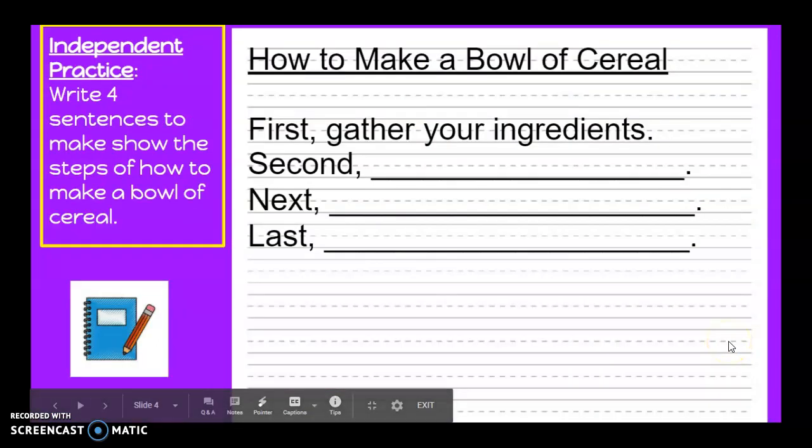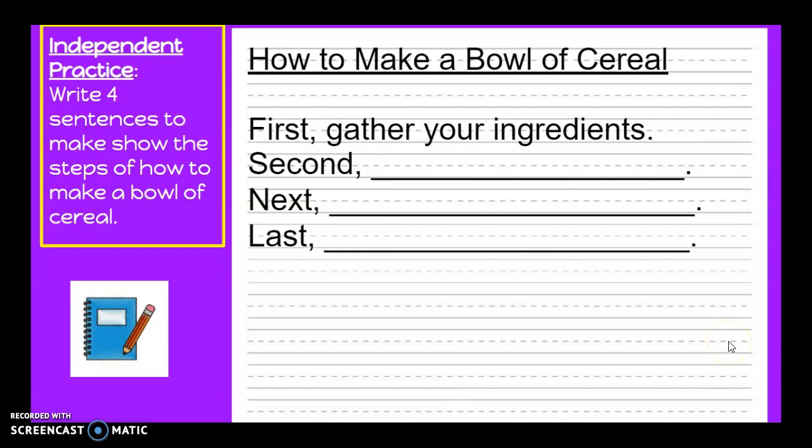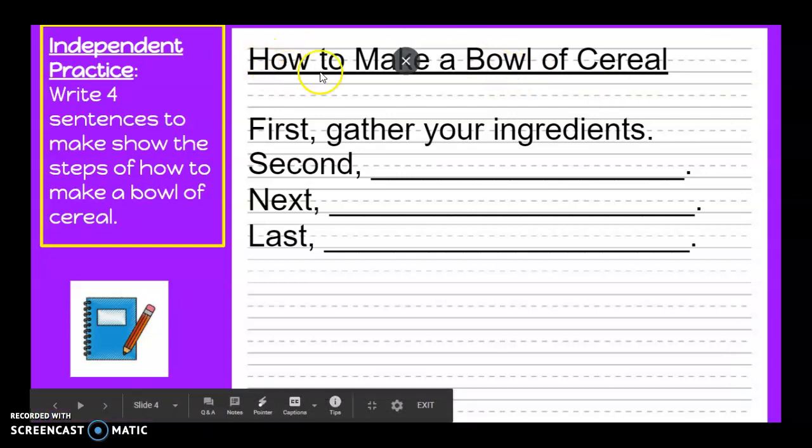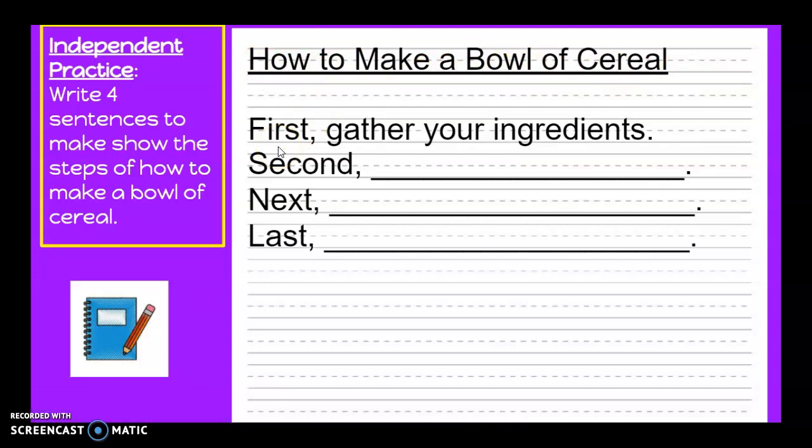So now you may take out your journal and you are going to write how to make a bowl of cereal. Your title goes at the top of the page. Your first step starts with the word first. Gather your ingredients. All you have to do is copy the first sentence. First, gather your ingredients. Then you're going to write second. What do you do second? You pour the cereal in the bowl, remember?